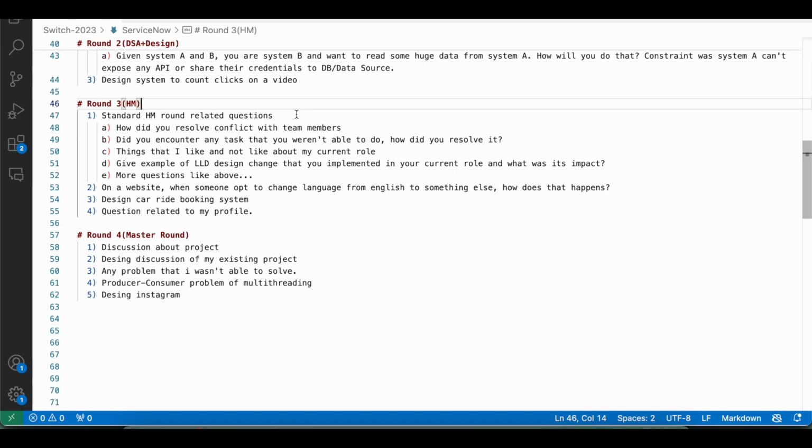Then coming to the third round, it was taken by the hiring manager. Initially there were some standard hiring manager questions, like how did you resolve a conflict with team members? Did you encounter any tasks that you weren't able to do, and how did you resolve it? The third question was about things that I like and don't like about my current role and why I was looking for a switch. And the fourth question was to give an example of an LLD design change that you implemented in your current role and what its impact was.